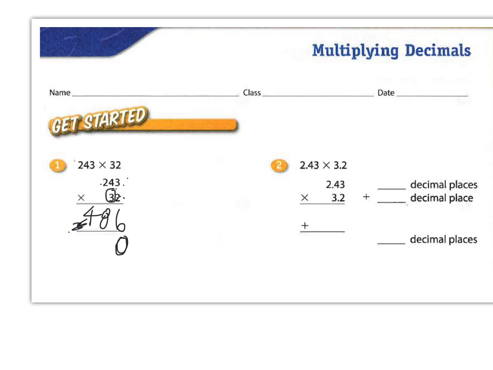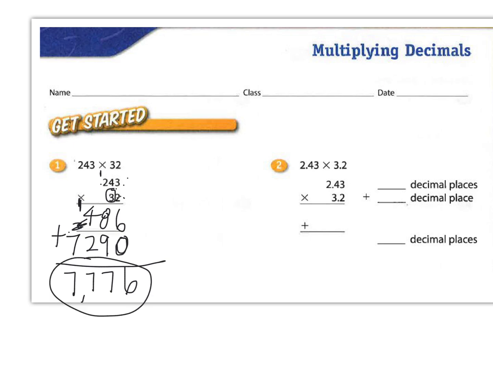We're going to do 3 times 3 is 9. 3 times 4 is 12. Carry that 1. 3 times 2 is 6, plus 1 is 7. Now we're going to add those two numbers. 6 plus 0 is 6. 8 plus 9 is 17. Carry the 1. 1 plus 4 is 5. Plus 2 is 7. Bring down that 7. That is our answer.